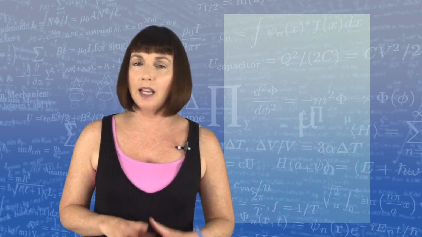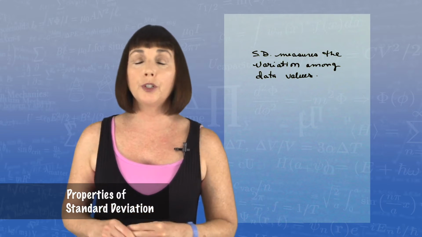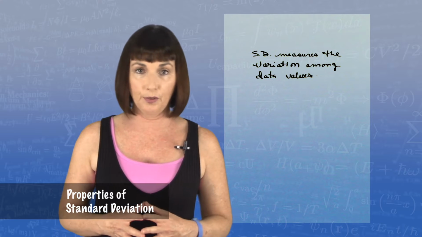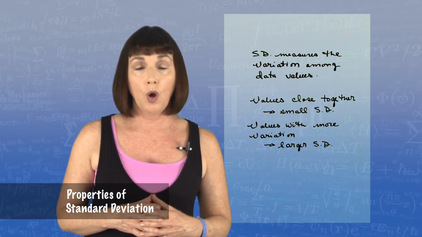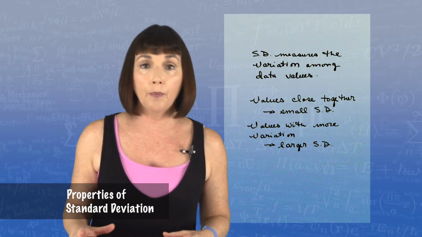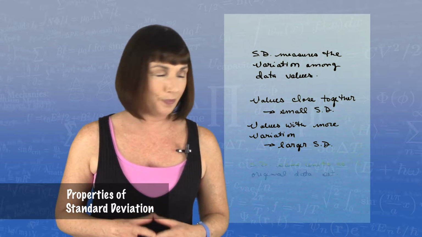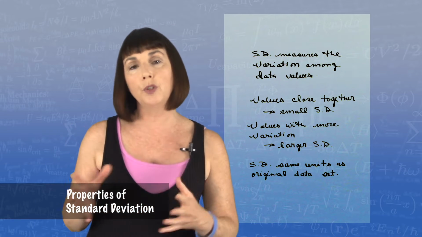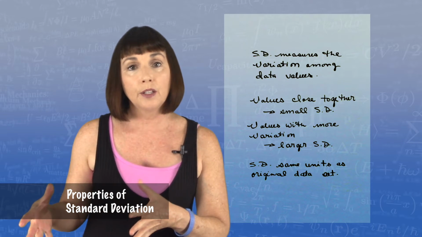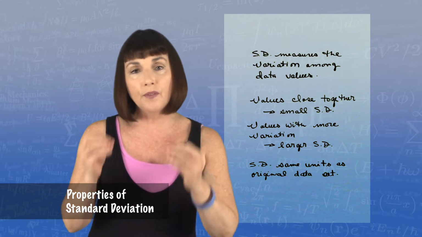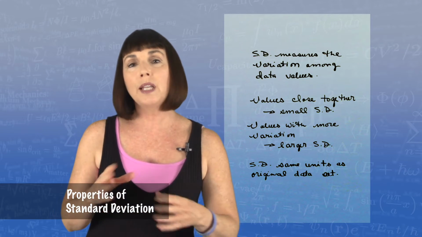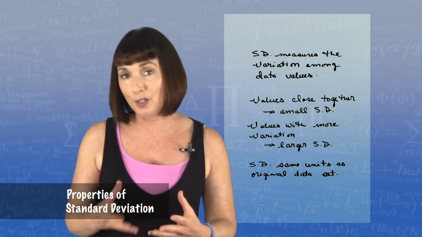Standard deviation is kind of a confusing concept, so let's go over some properties so we can understand better what it's telling us. Standard deviation measures variation among data values. Values that are close together have small standard deviation, while values that are much further apart have larger standard deviation. Standard deviation has the same unit of measurement as the original data set. So degrees or meters or whatever the original data set is in, the standard deviation will have the same type of measurement. So now let's look at what we can use standard deviation for.